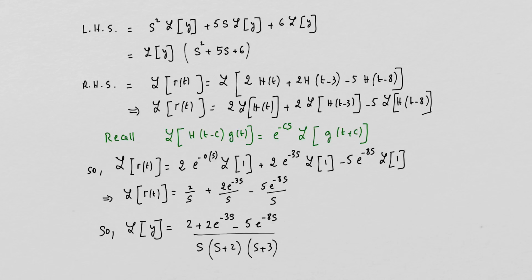Next piece, the 2 remains. c here now is 3. And g of t is still 1. So I'm still going to get Laplace of 1, again and again. Okay, that's not a surprise. That should give me twice e to the negative 3s, Laplace of 1. And the last one is negative 5, e to the negative 8s, because 8 is c. Negative 8s, Laplace of 1 again.